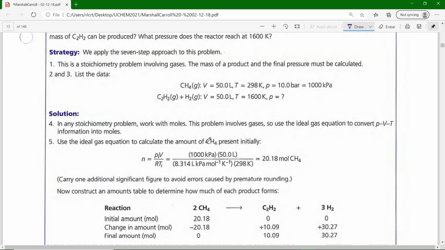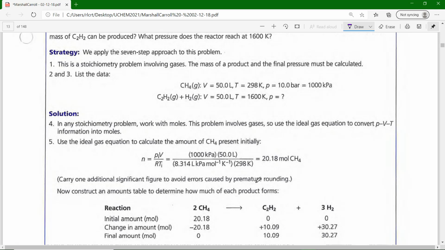Stoichiometry problem, we're going to work with moles. So initially, how much methane did we have? Well, we had 1,000 kilopascals worth of it, occupying 50 liters. There's 8.314. That's the liter kilopascal per mole per Kelvin gas constant, and then a temperature of 298 Kelvin. So we start with 20.18 moles of CH4. Okay?